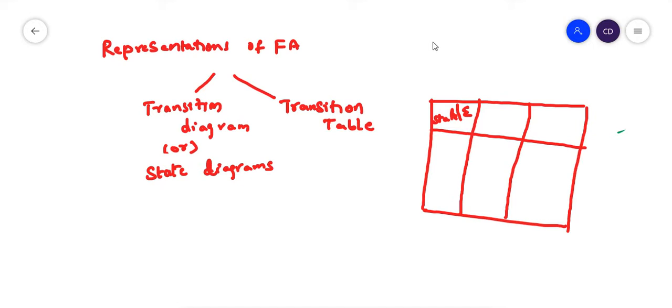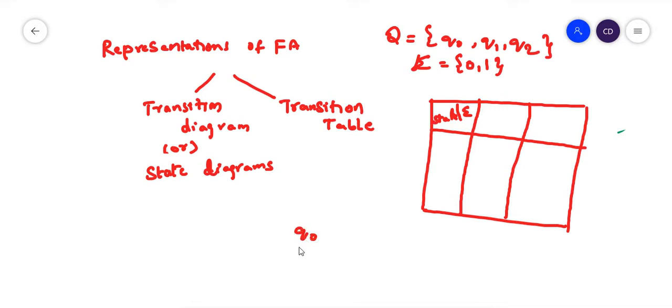Suppose your finite state machine consists of 3 states, that is Q0, Q1 and Q2. So these are the states, which we say is capital Q. And then sigma is 0 and 1. Then the initial state is Q0 and the final state is Q2. Q0 is your initial state and Q2 is your final state.